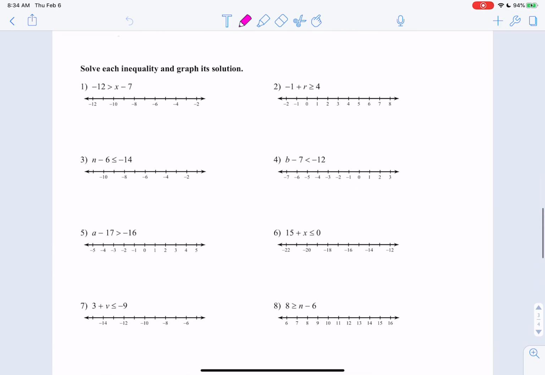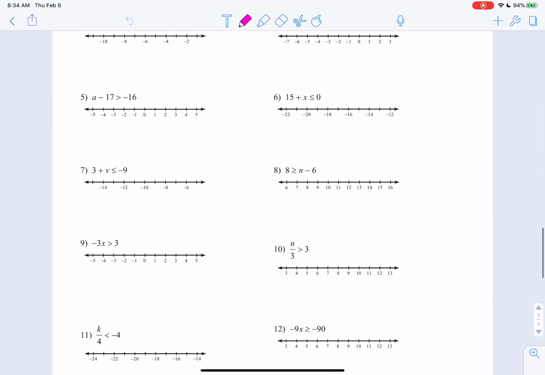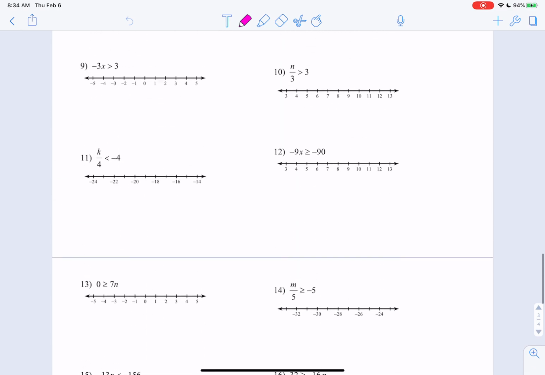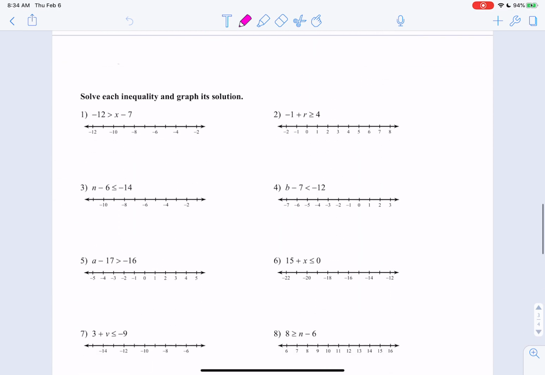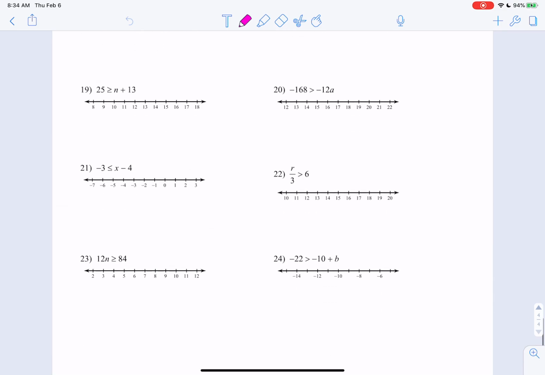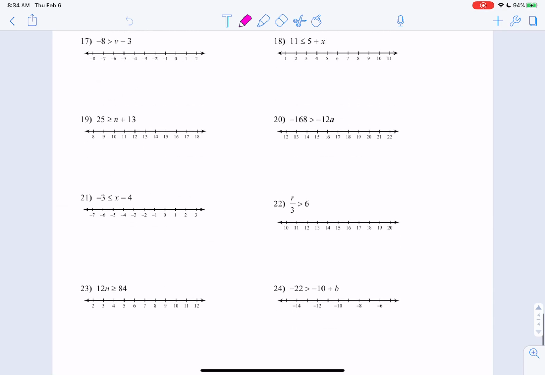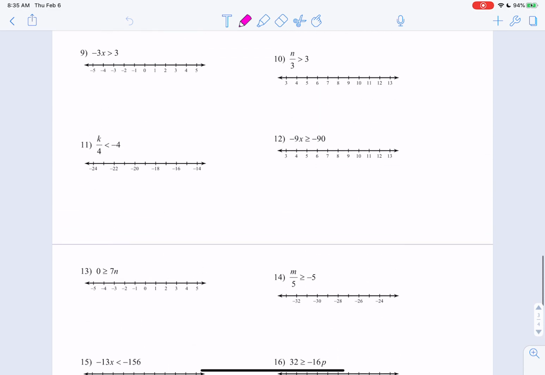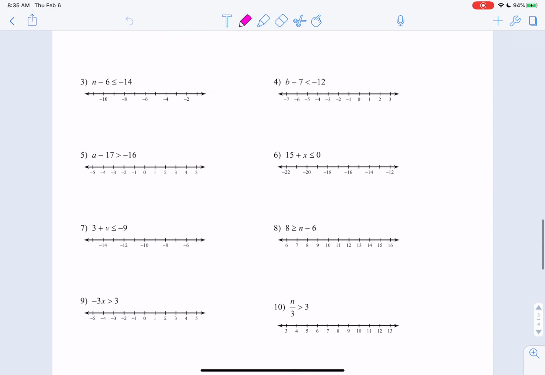All right, so the next 2 pages in your packet is homework. You're gonna do problems 1 through 24. You're gonna solve the problems and then graph them on the number lines provided. Remember, if you multiply or divide by a negative, you need to flip the sign, okay?